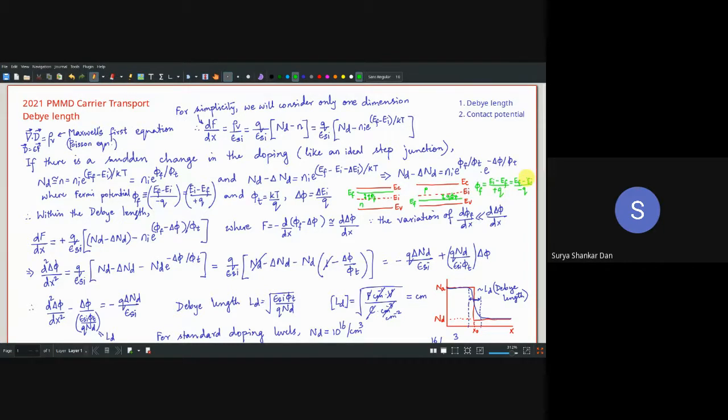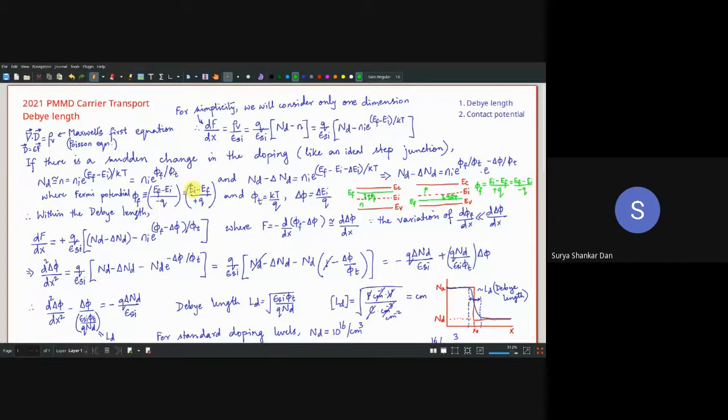As a consequence, if you go on expressing all the models with respect to the Fermi potential phi F, the theory becomes independent of P and N type MOSFETs. Are you getting what I'm trying to tell you? We will again revisit this concept when we are doing MOSFETs. So I'm just defining this Fermi potential parameter like that.